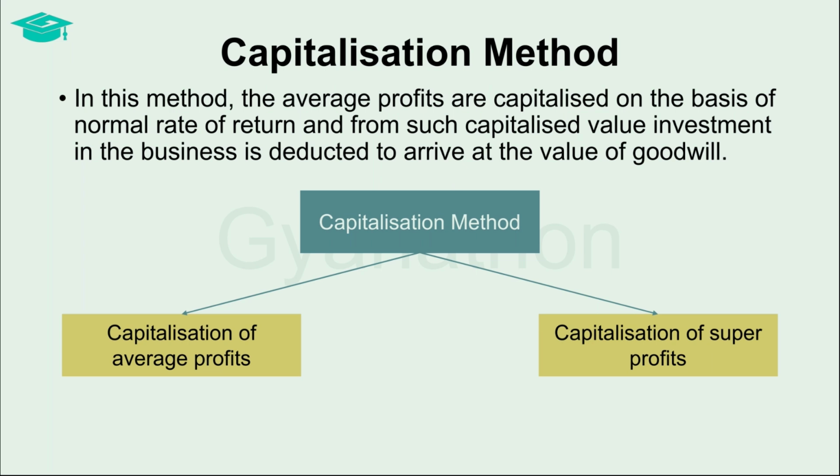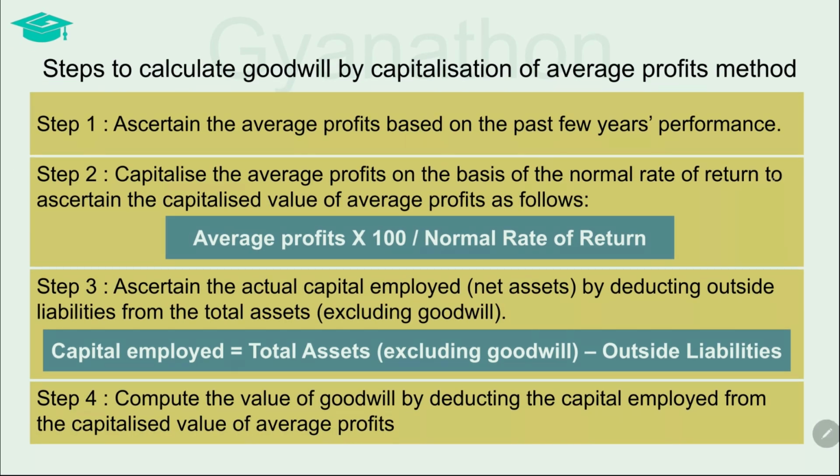Goodwill under this method can be calculated in two ways, that is, by capitalization of average profits or by capitalization of super profits. So let's see each of these calculations in detail. First, let us see how to calculate the goodwill by capitalization of average profits method. Basically, under this method, the average profit is calculated as we have already learnt in the average profits method. Such average profit is capitalized on the basis of normal return, and the capital employed in the business is calculated and deducted from such capitalized value of average profits.